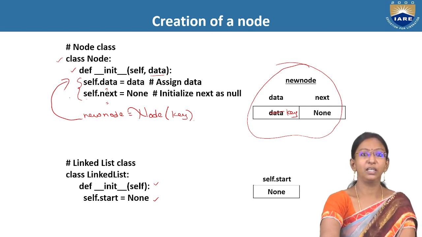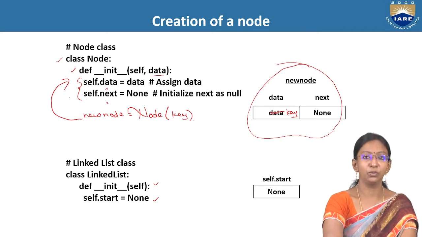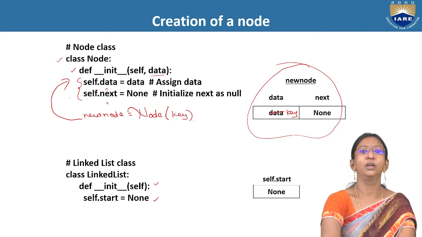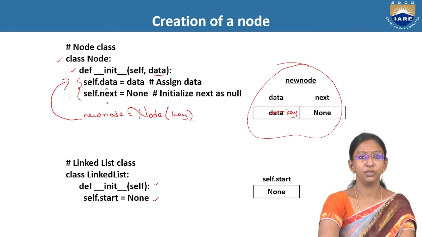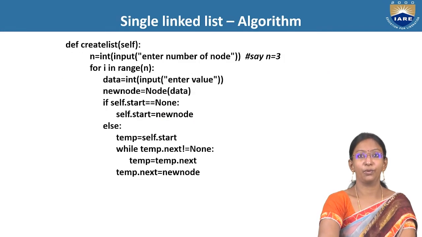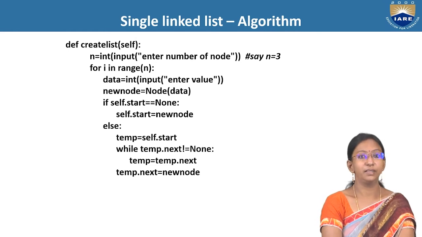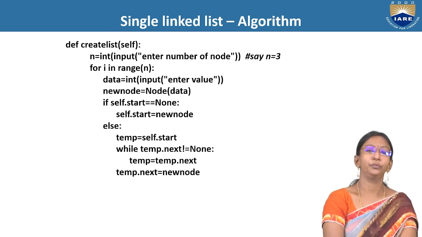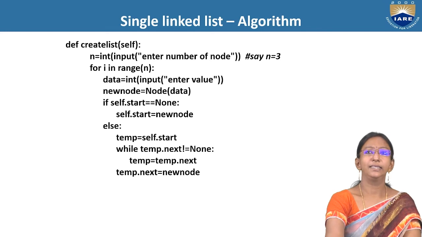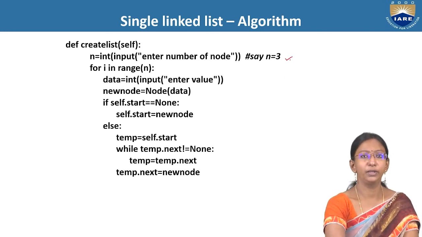So once you create a node, then you can build the relations, right? So let's check it out. Right, so I have to create a list. It's an important point. Have to create a list. Say 3 nodes I want to create.